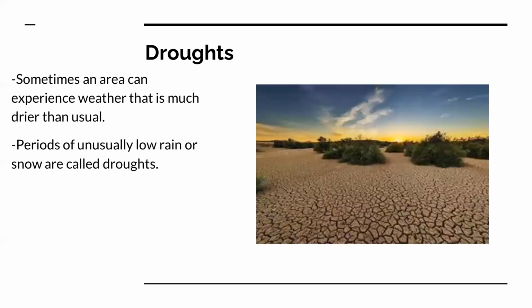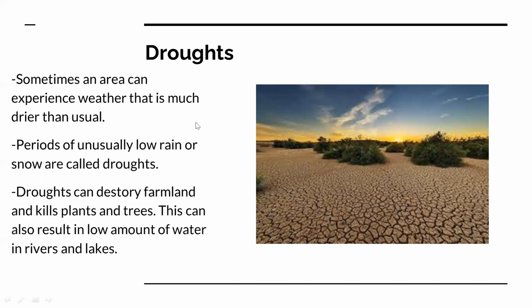And it usually ends up with land looking a little bit something like this, so deprived of water that it literally just dries up. So droughts can end up destroying farmland, kill plants and trees, and this can also result in a low amount of water in rivers and lakes, which means that the wildlife that lives in rivers and lakes may also be affected as well.